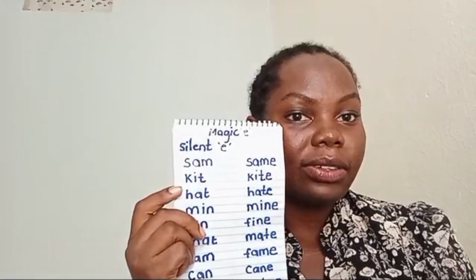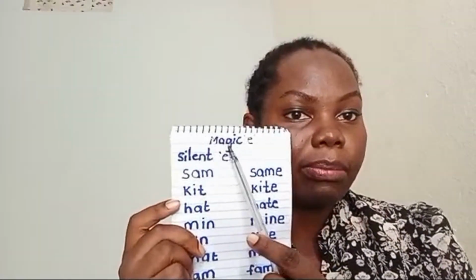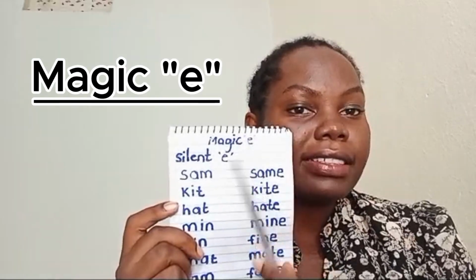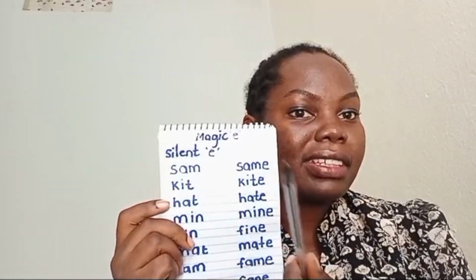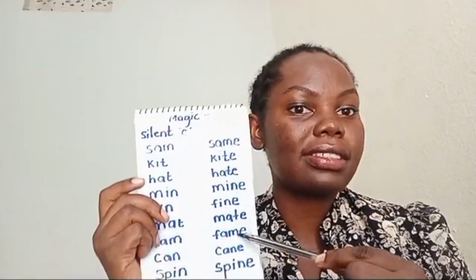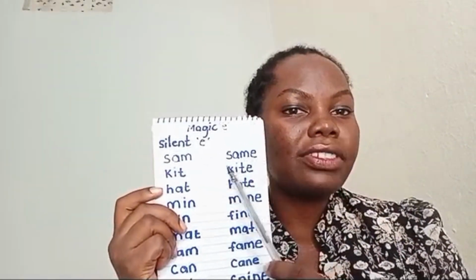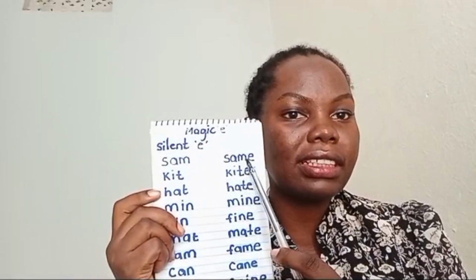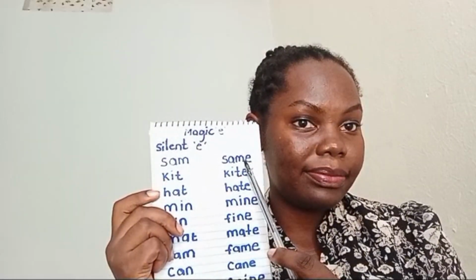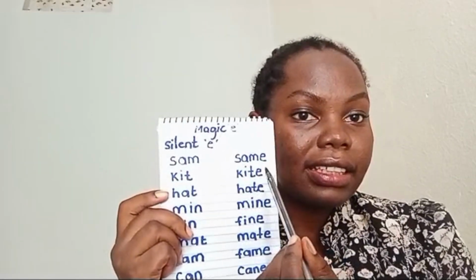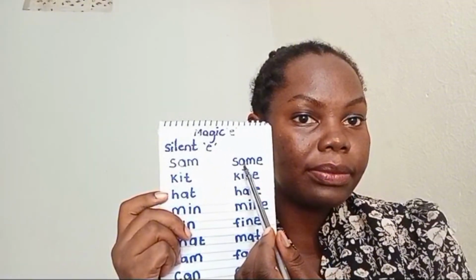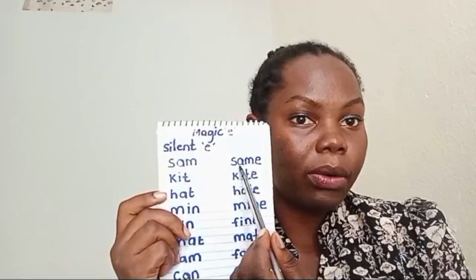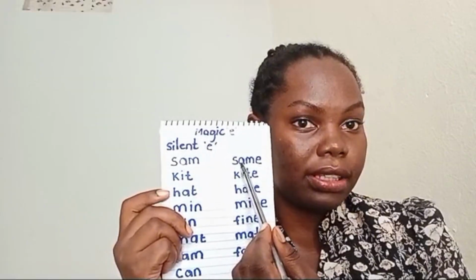So in today's lesson, we're looking at what they call the magic E or the silent E, as it appears in most of these words I've written down here. The magic E is usually at the end of the word, and the magic E added to the word makes this preceding vowel a long vowel.